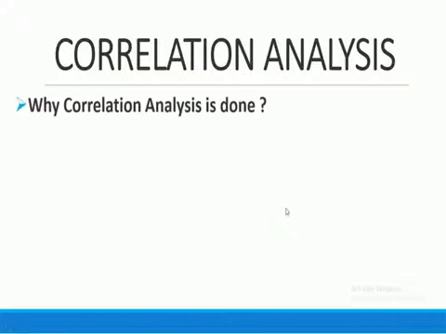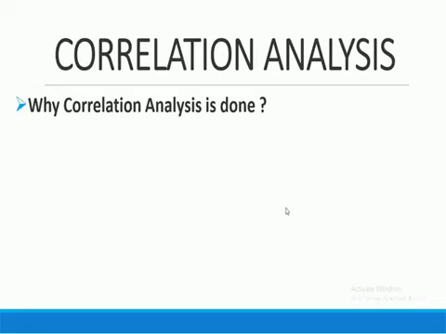Why we use correlation analysis? Correlation analysis is done to see the relationship of our variables. In other words, a correlation tells us the relationship between our independent variables and dependent variables. Correlation also tells us the impact which our independent variables are putting on our dependent variable.